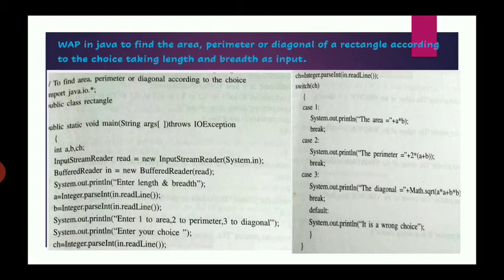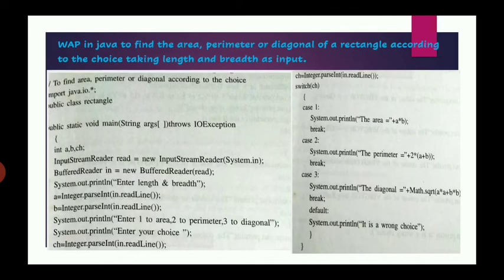Case 3. Now if a user enters 3 instead of 1 and 2, then it will display the diagonal. So System.out.println, the diagonal is equal to plus Math.sqrt a into a plus b into b. That means you know the formula of diagonal, square root of a square, that is length square plus breadth square. But we cannot write in that way, so we have to make the computer understand. So we have to use the mathematical function Math.sqrt, and then a square, that is a into a plus b into b. Break.